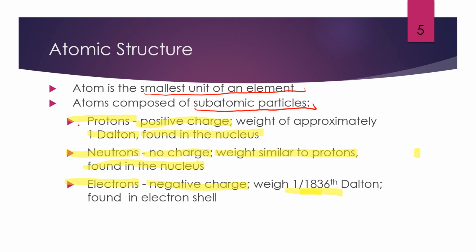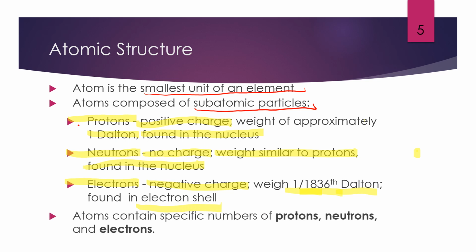But since they are matter, they have to have mass. And so they do have a mass. It's just so small compared to the protons and neutrons that you can ignore it. They are not found in the nucleus, but spin in shells around the nucleus. So let me show you a picture.